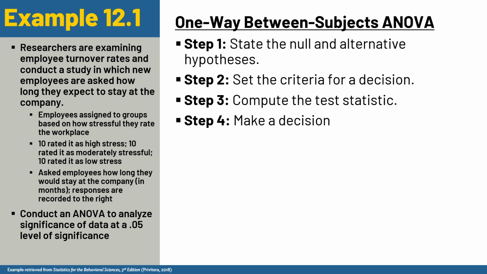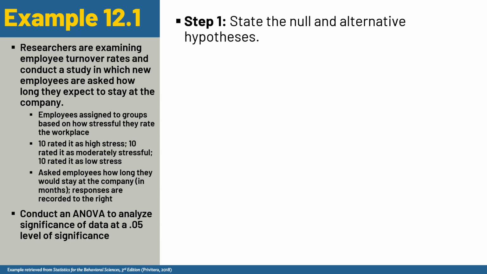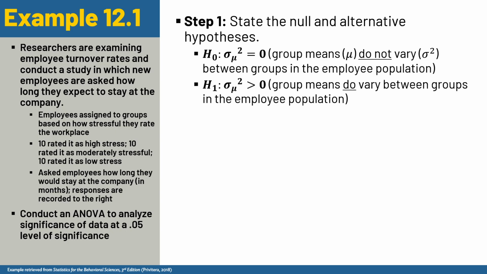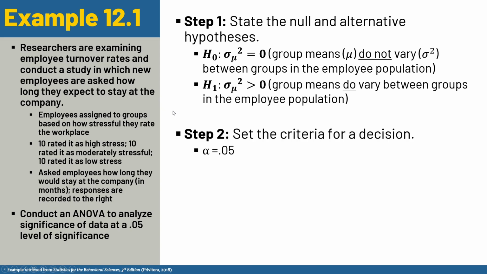Okay, so let's do it. Our steps are going to be the same as before, right? So that's familiar at least. So first, let's state the null and alternative hypotheses. Exactly what we just showed you before, right? There is not variance between group means, and there is variance between group means. I said that backwards. All right, so that's simple.